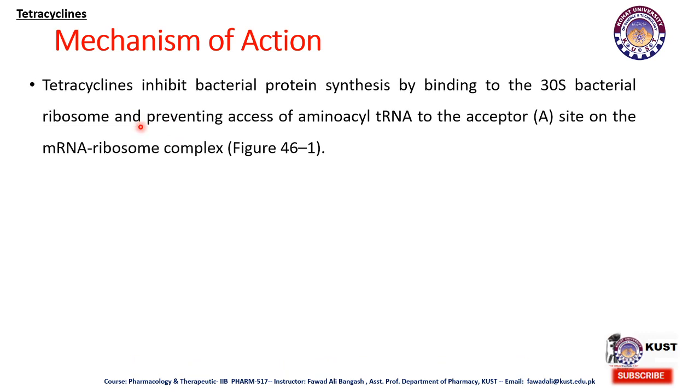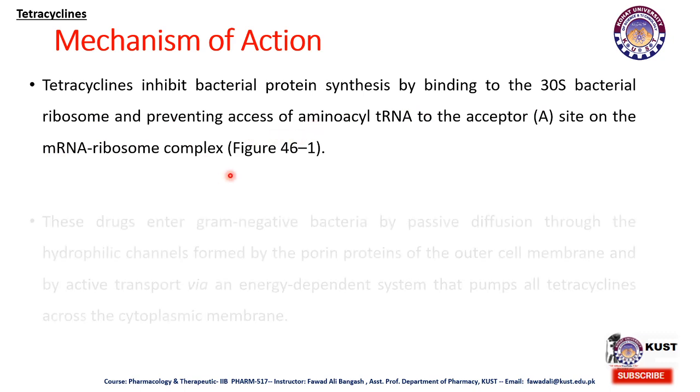Mechanism of action. It is a protein synthesis inhibitor and a bacteriostatic drug. Tetracyclines inhibit protein synthesis by binding to the 30S ribosome and preventing the access of aminoacyl transfer RNA to the acceptor A site on the messenger RNA ribosome complex. We'll discuss this in the next diagram. So it basically prevents the access of aminoacyl transfer RNA.